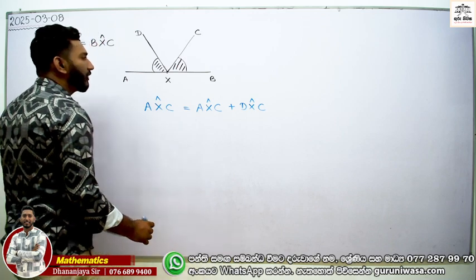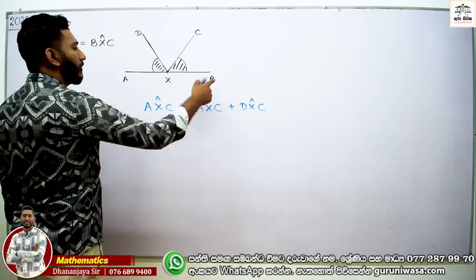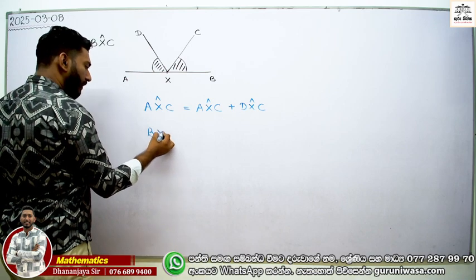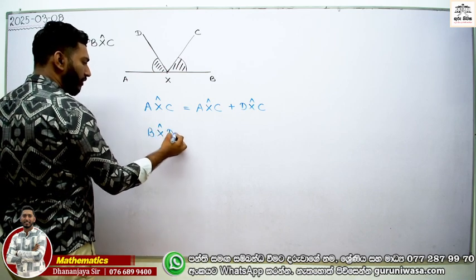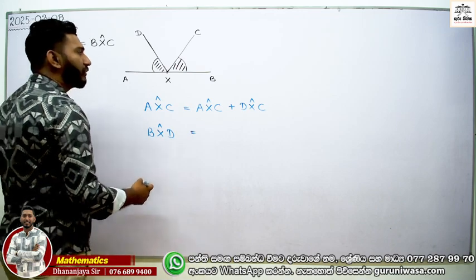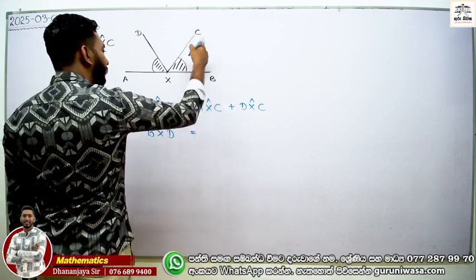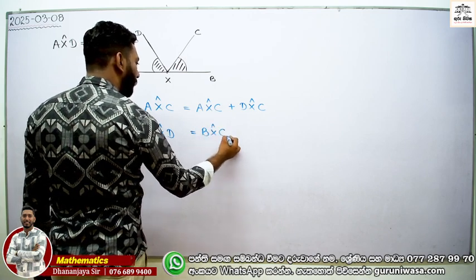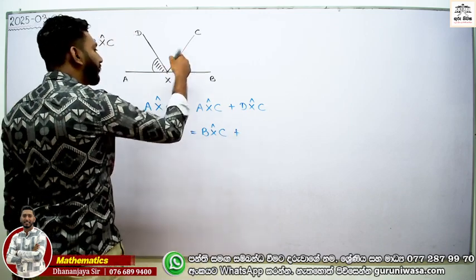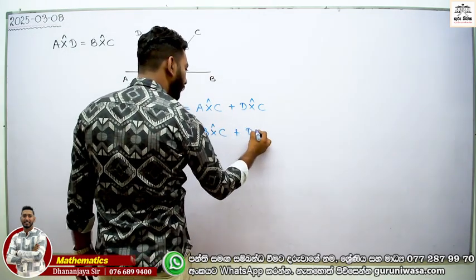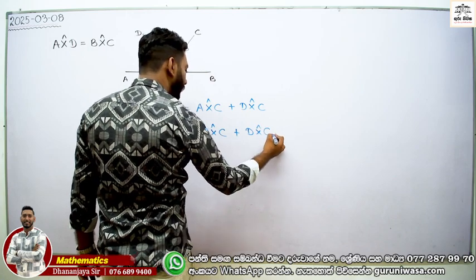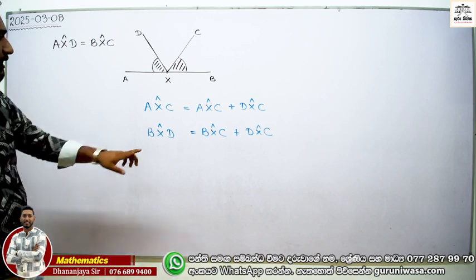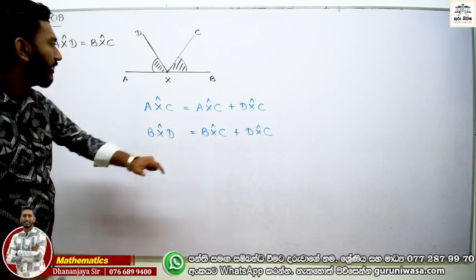Right. Now look at the second one. BXD. We can write it the same way: BXC plus DXC. Now listen. AXC and DXC.